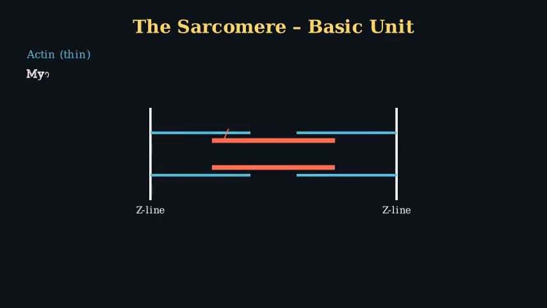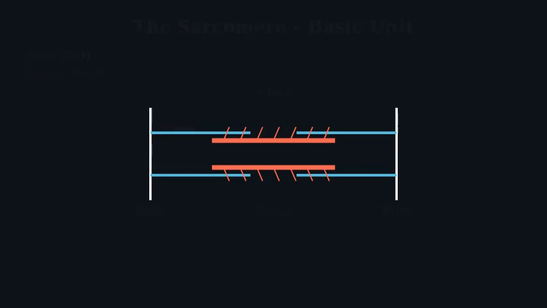Look at the sarcomere. It has Z lines at both ends. Thin filaments of actin are attached to the Z lines. Thick filaments of myosin sit in the middle. When a muscle is relaxed, the actin and myosin overlap only partially.